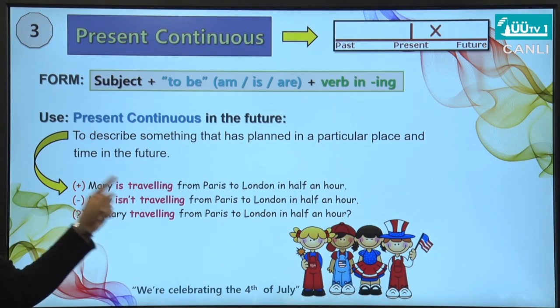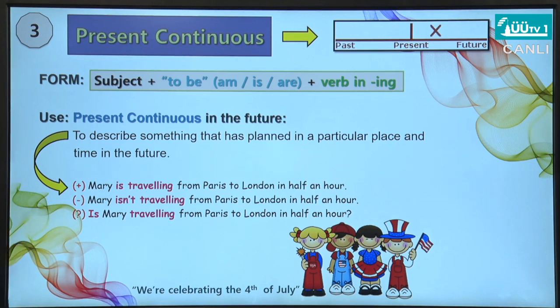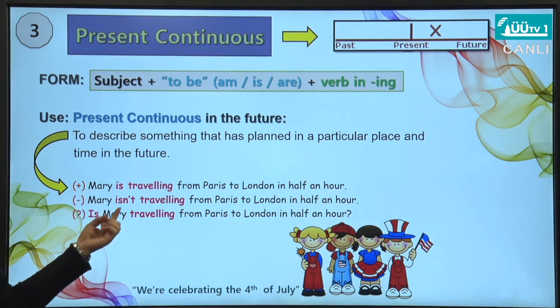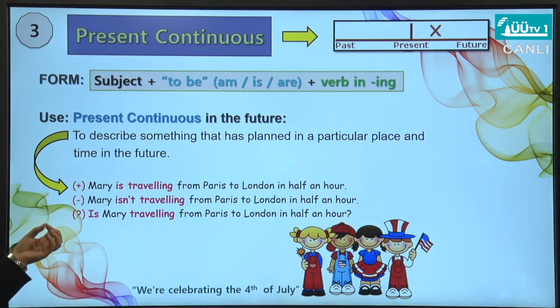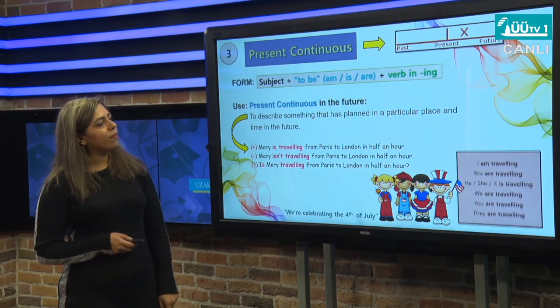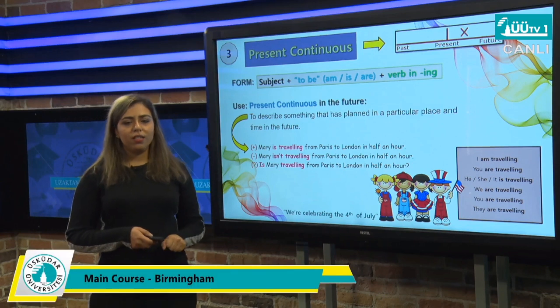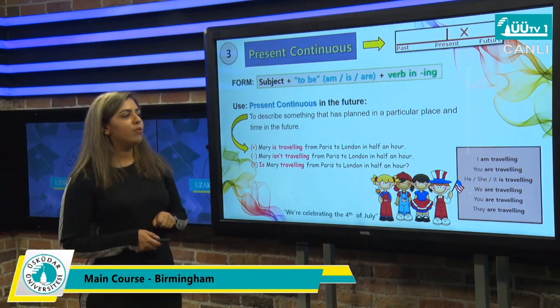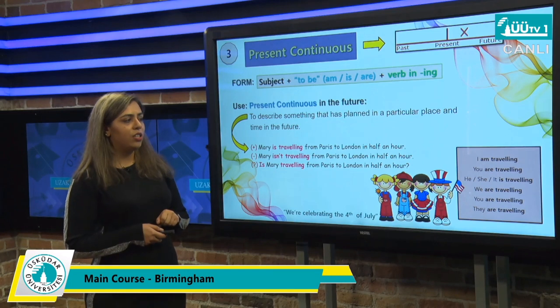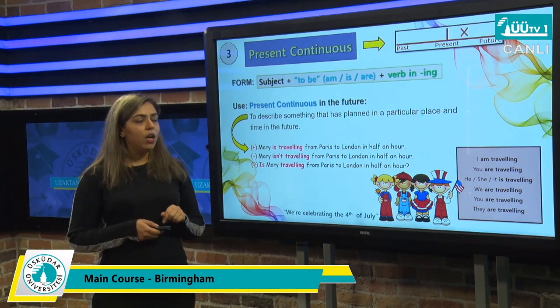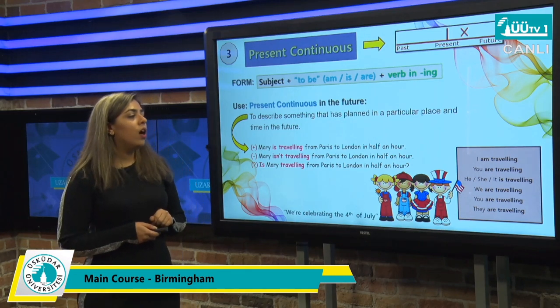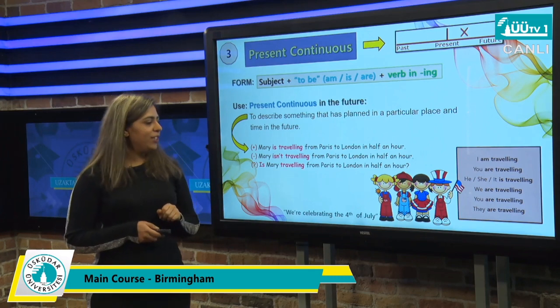We're not traveling. And the question form of the sentence, always take the to be verbs and put it in the beginning of the sentence. Is Mary traveling from Paris to London in half an hour? Okay. So, as you can see in the box, I've listed everything for you. I'm traveling, you're traveling, he or she is traveling, we are traveling, you are traveling, and they are traveling.